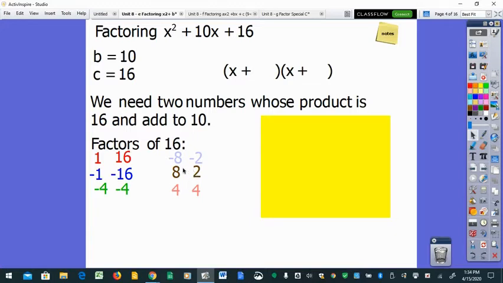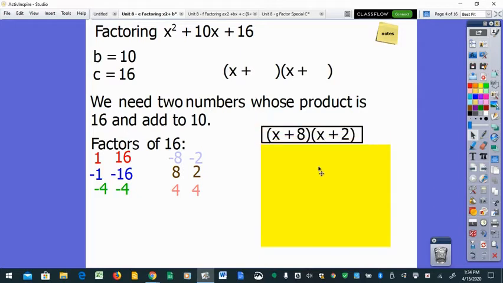But if you come over here, you can see that 8 plus 2 is going to give me the 10. So the pair 8 and 2 multiply to 16, but they also add to 10. So this is what I'm thinking is my answer. Now, before we go any further, it does not matter which order you write the two linear binomials. You could have put the x plus 2 in front of the x plus 8. The commutative property of multiplication says it doesn't matter.